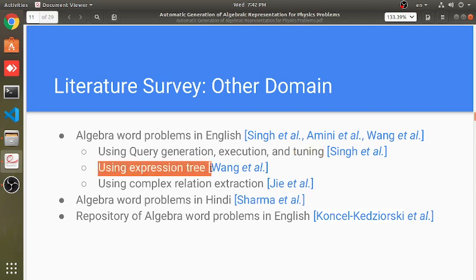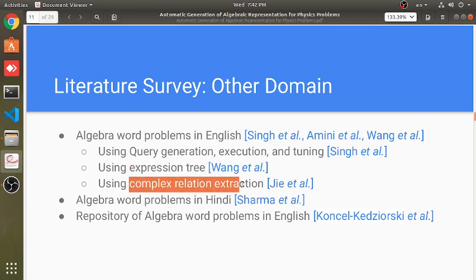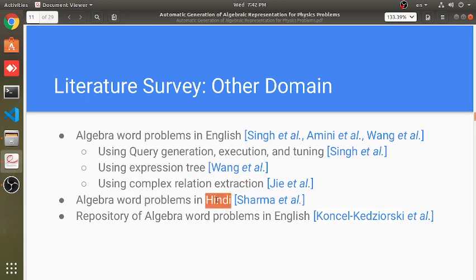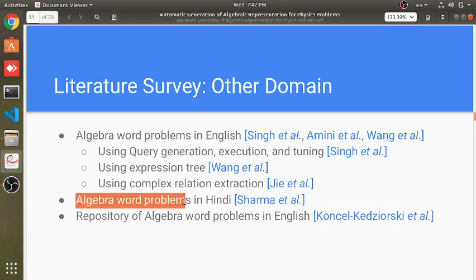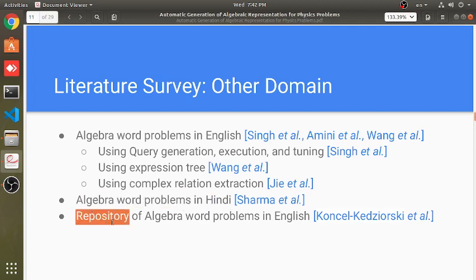Similarly, there is another approach which was using expression tree. In the expression tree based approach, the basic idea was to generate the solving path of a particular problem, and another approach was based on complex relation extraction. There are some other cases for Hindi also, where they have tried to solve algebra word problems. They have created some repository also. So these are all about the other domain.